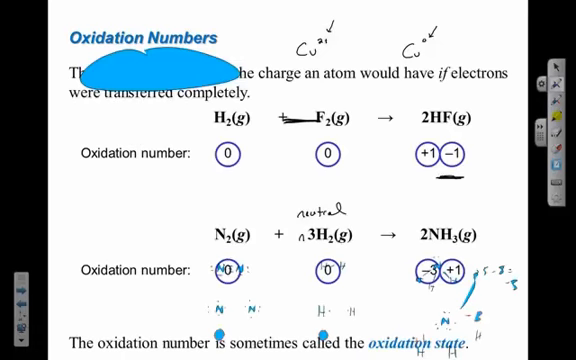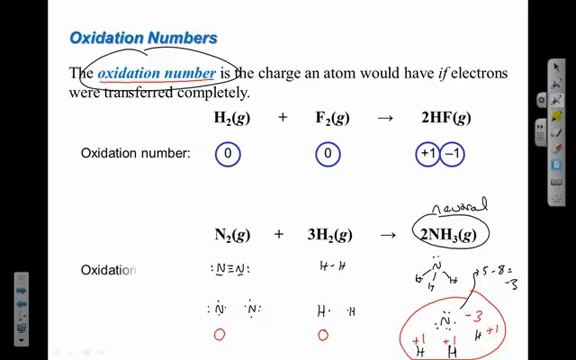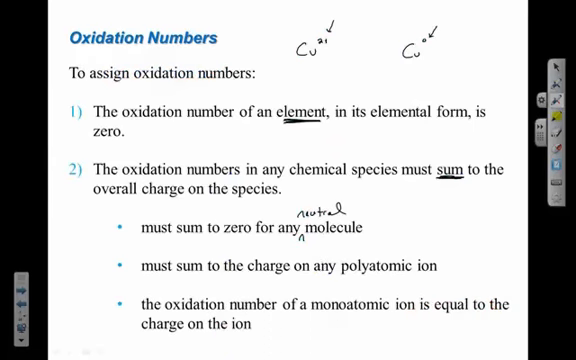And we saw that here for the NH3. There's no overall charge. It's neutral overall. So the sum of the oxidation numbers for the 3 hydrogens and the nitrogen has to add up to 0. I've got a -3 and a +3. Add those together, I get 0. Right? So that's a rule. That's how oxidation numbers work. If I had an ion that had an overall charge, then the sum of the oxidation numbers would have to add up to whatever that charge is.